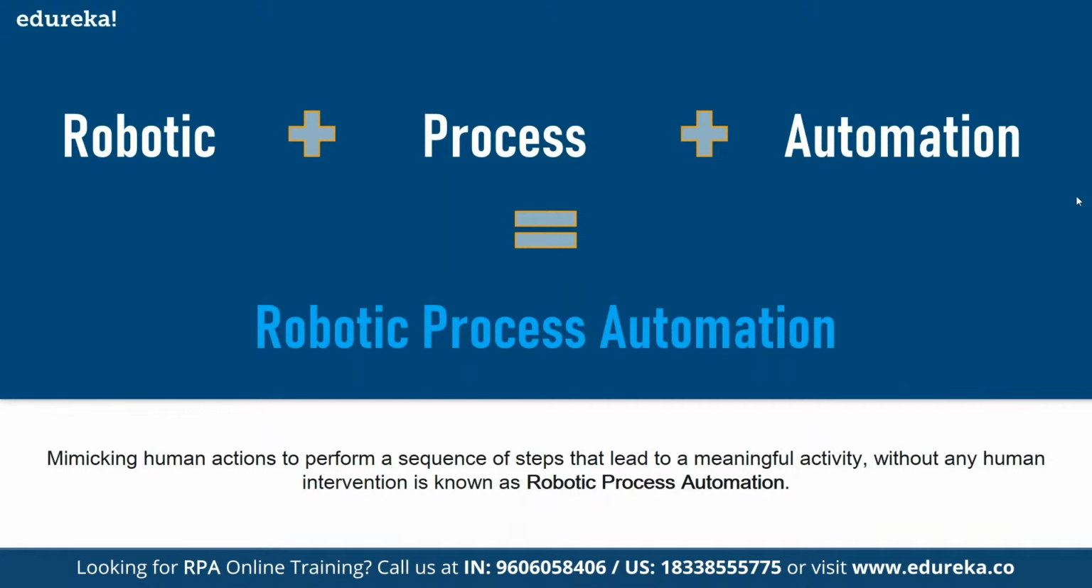So in simple words, as I said previously, in very layman words, whatever a human does manually, that being performed by a software entity, so-called a robot, is called robotic process automation. So this is in very layman words, right?